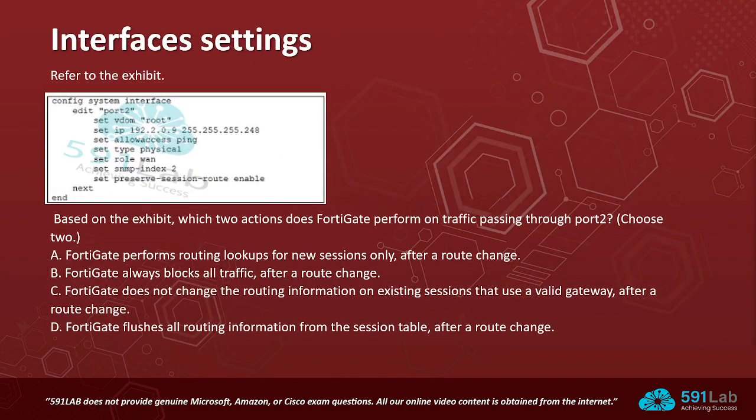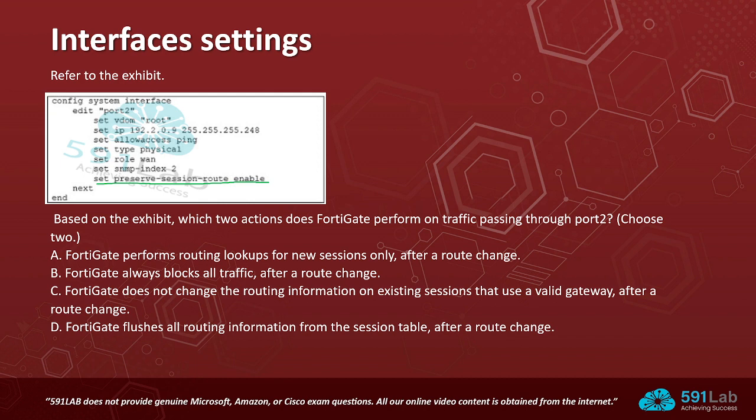So the next one is about interface settings. We have a picture there, and our question says, based on the exhibit, which two actions does the FortiGate perform on traffic passing through the port 2? We have to choose two. As we see in the picture, we have a basic configuration on the port 2: IP address, allow access, ping, the gateway is the one, and we have this new command that we didn't see before. So let's take a look at the options.